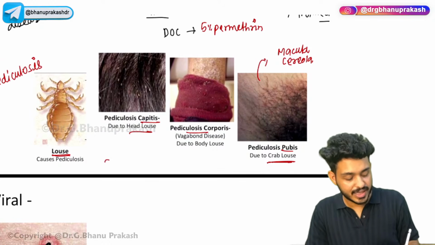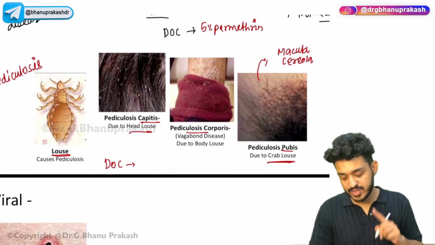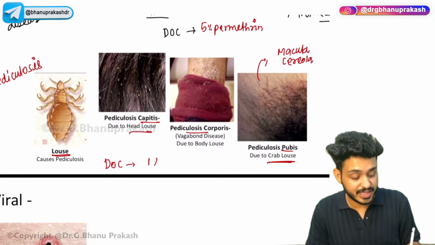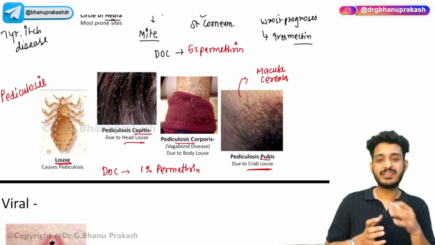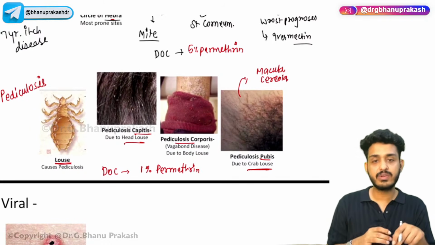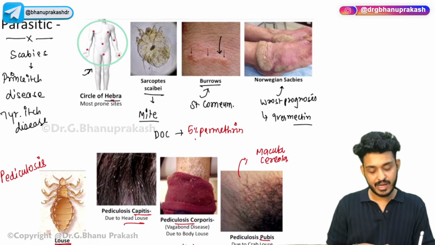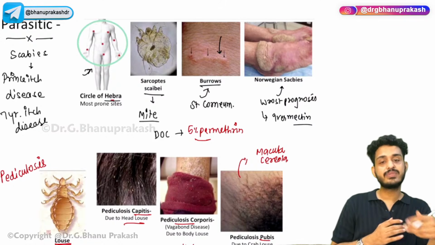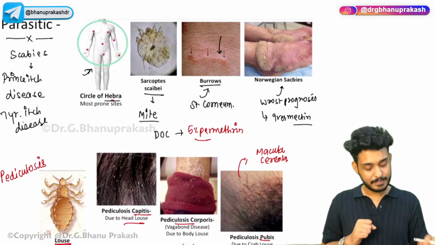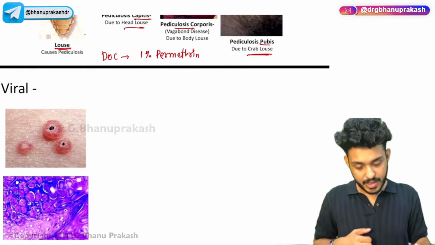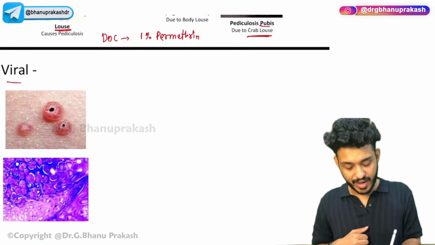And the drug of choice, again, here we will be using permethrin, remember guys, but here we will be using 1% permethrin, okay. The drug will be the same, we can use permethrin lotion, but here we will be using 1%, okay. Along with scabies, we are also using other drugs, okay, but the drug of choice will be 5% permethrin. Okay, now let's talk about this particular thing, viral infection.